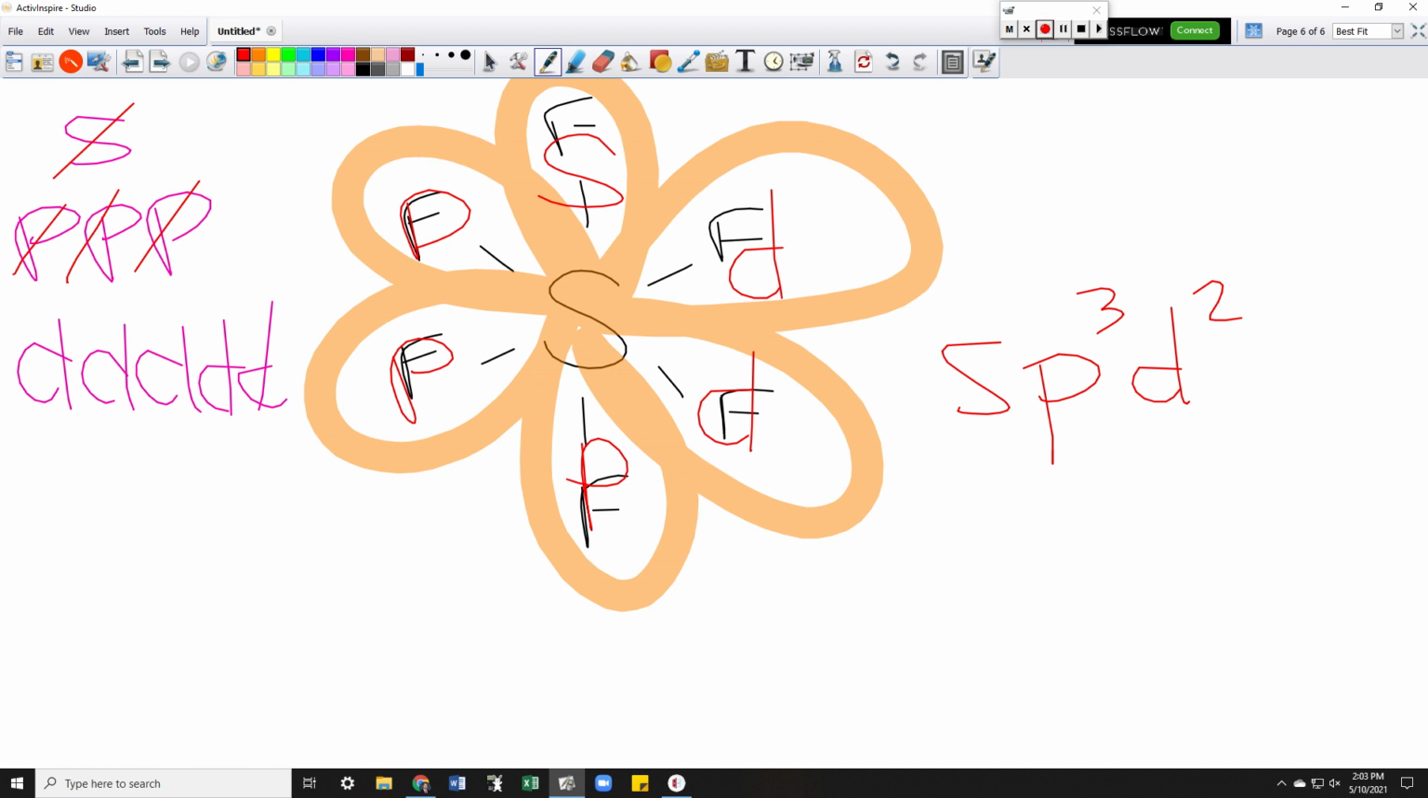So with me saying that, since that is the most complicated it will ever be, is it possible to have anything greater than D2? That's it. It can never be larger than that. So if you ever write D3, you've done something wrong. Can you ever have a P4? No, because there aren't 4 p orbitals. There's only 3 p orbitals.